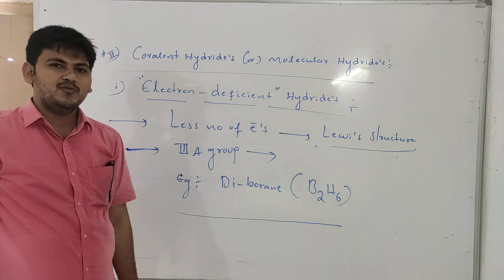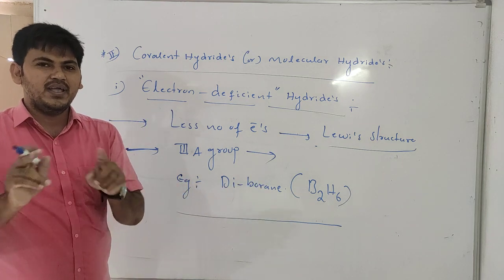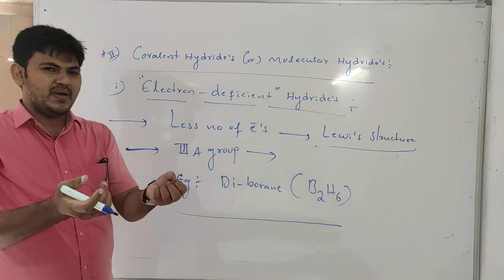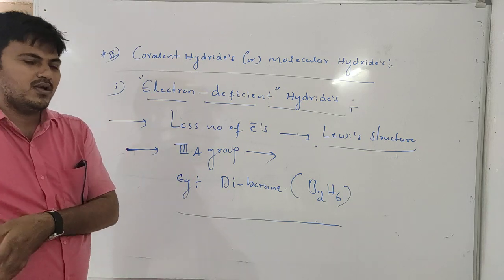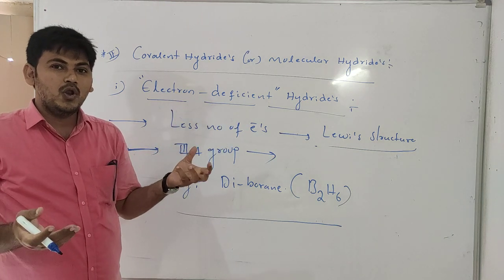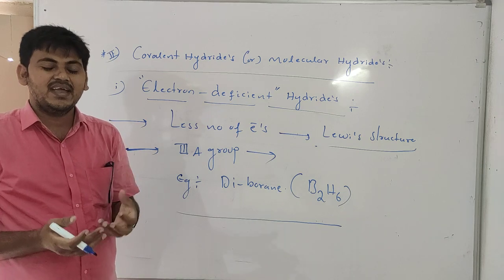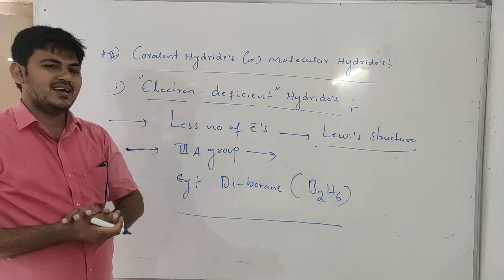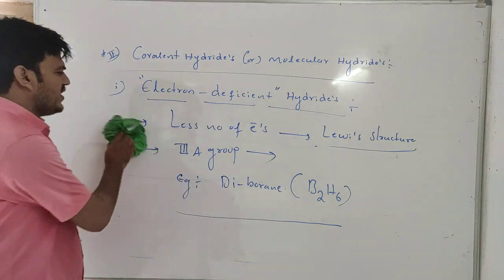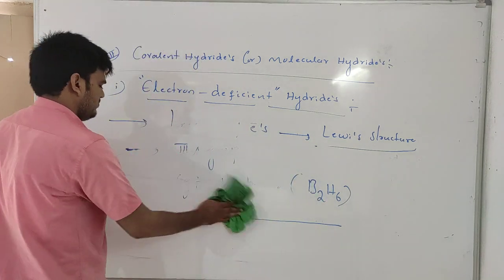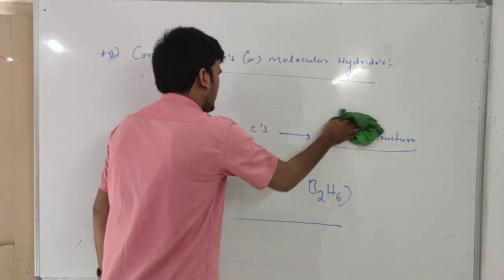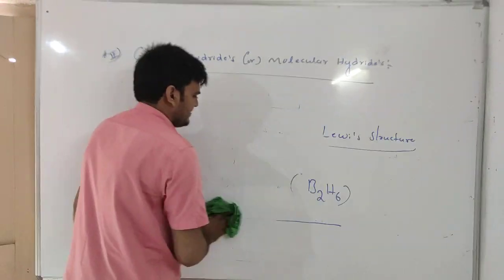In diborane the central atom is boron, and boron has a vacant orbital, so boron is a lone pair acceptor. Generally, Lewis acid means lone pair acceptor and Lewis base means lone pair donor. So electron deficient hydrides act as Lewis acids due to lone pair acceptance or the presence of a vacant or empty orbital.